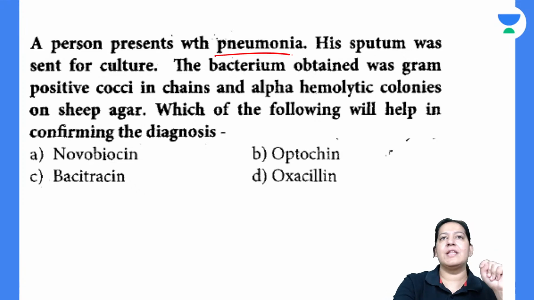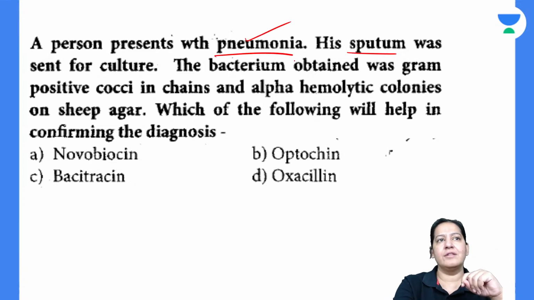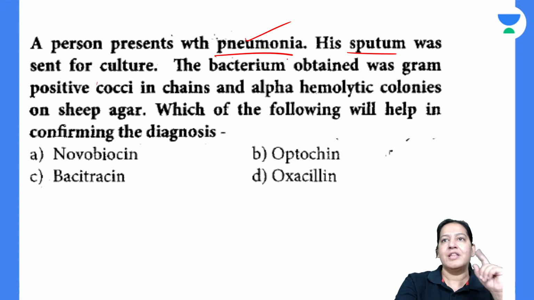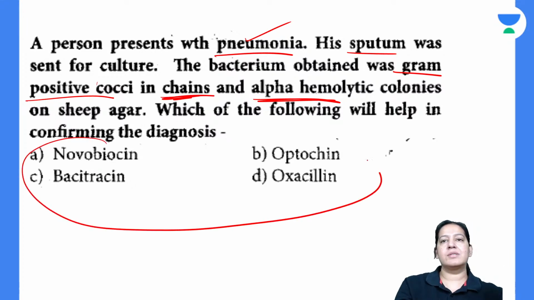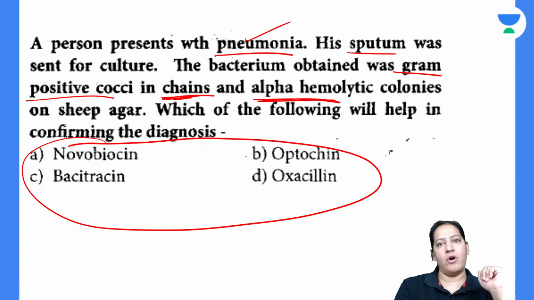A person presents with pneumonia. You have taken the sputum and sent it for culture. The bacteria was gram positive cocci in chains having alpha hemolysis. So again, what is the confirming test for the diagnosis? Of course, the answer will be B.